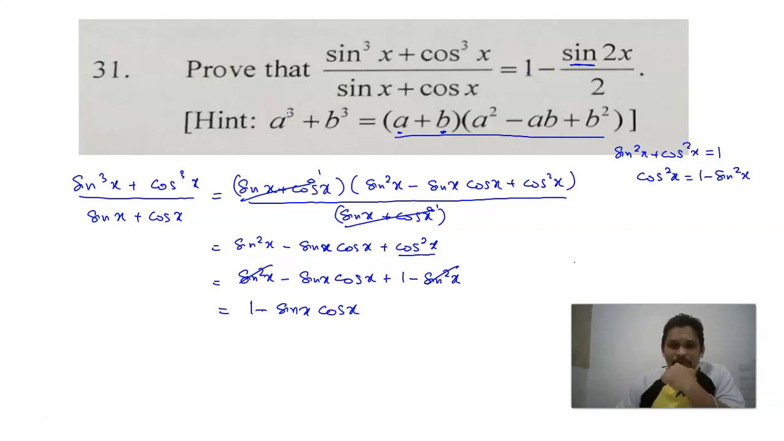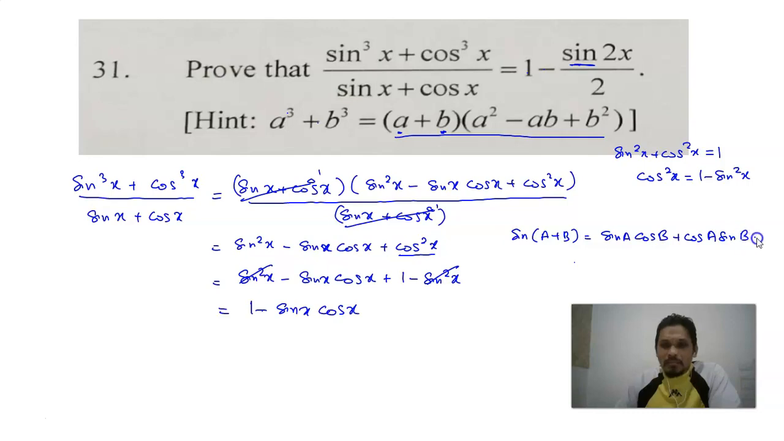Sometimes we need to use all the formulas of the trigonometric functions given in the examination, the list of the formulas. So I am just thinking of something. Let's say sine A plus B equals sine A cos B plus cos A sine B.